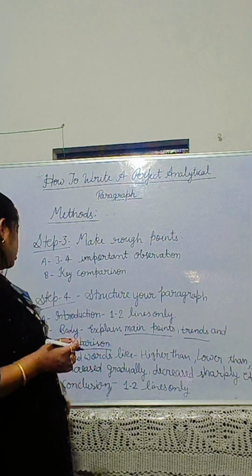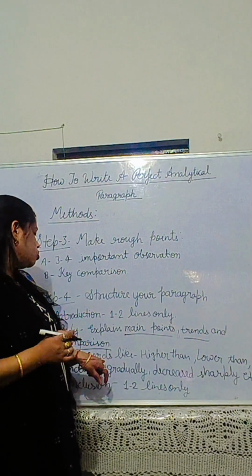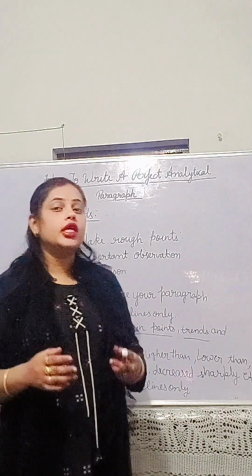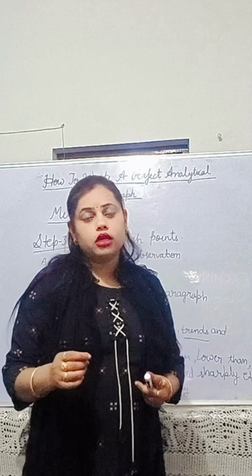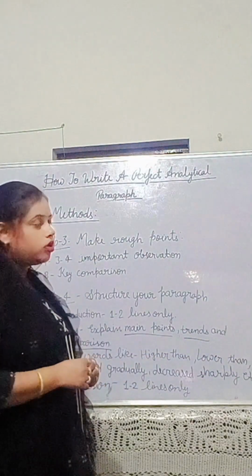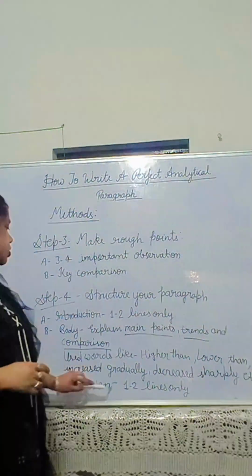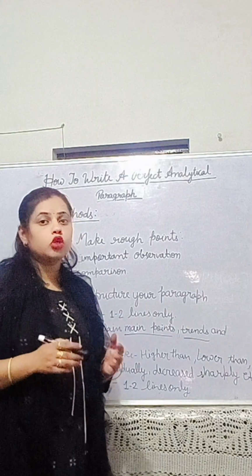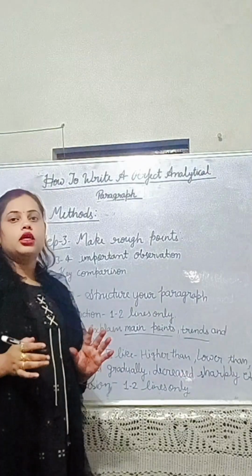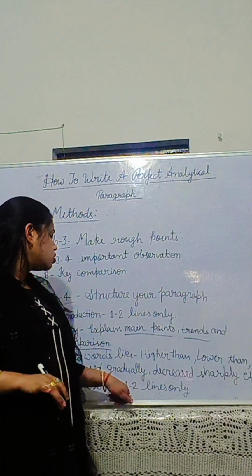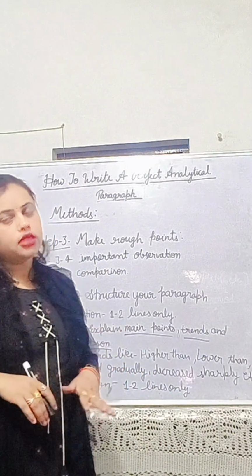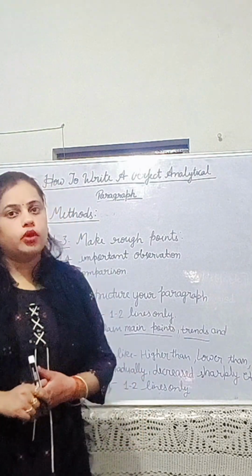Next, use words like higher than, lower than, increased gradually, decreased sharply. These make your paragraph very formal in structure. So you can use these words when you write your paragraph. Next is the conclusion. Because we are not going to write a long paragraph, the last thing left is the conclusion. It should be 1 or 2 lines, not more, not less. So you have to conclude your paragraph in a perfect way.